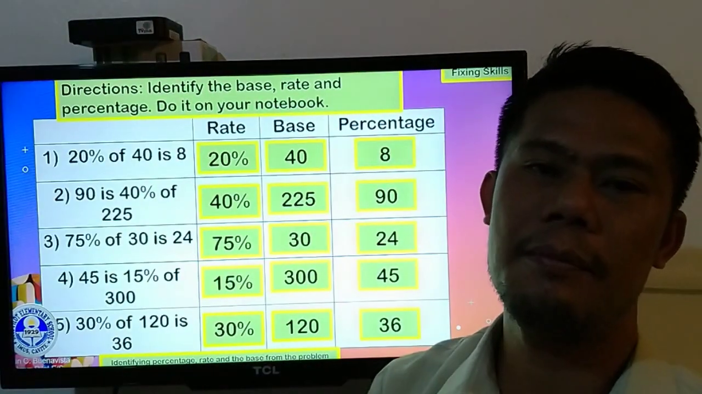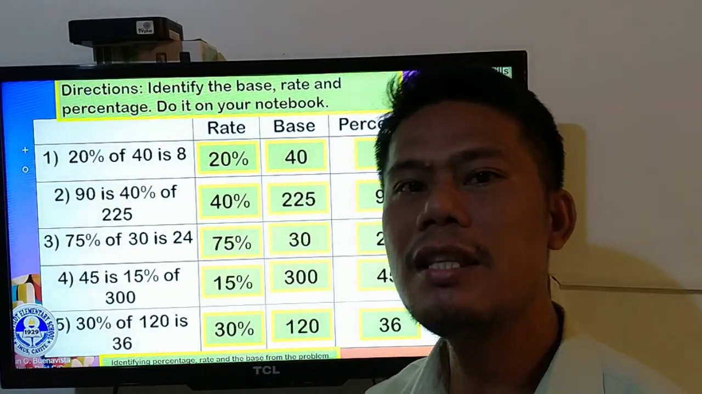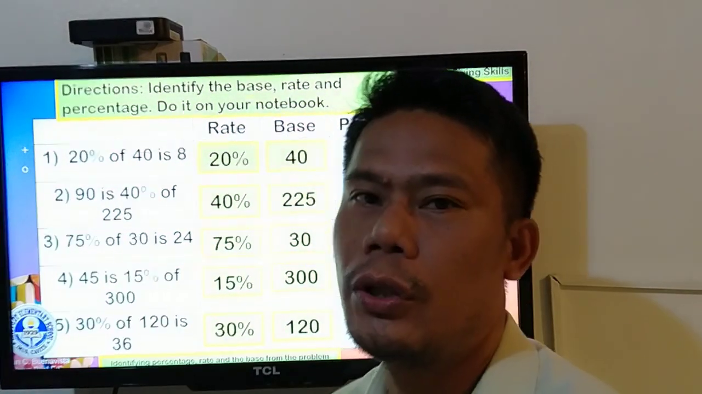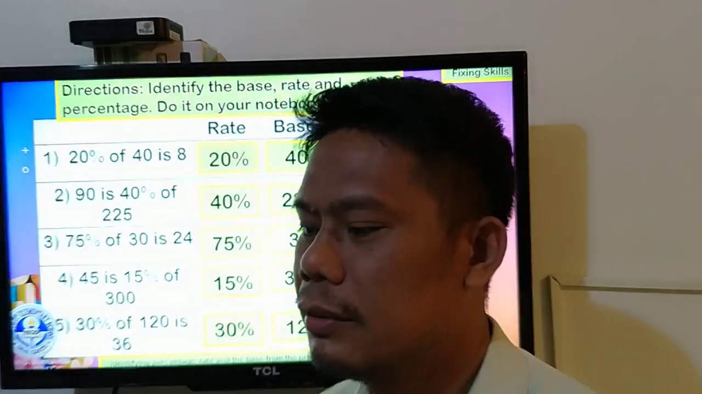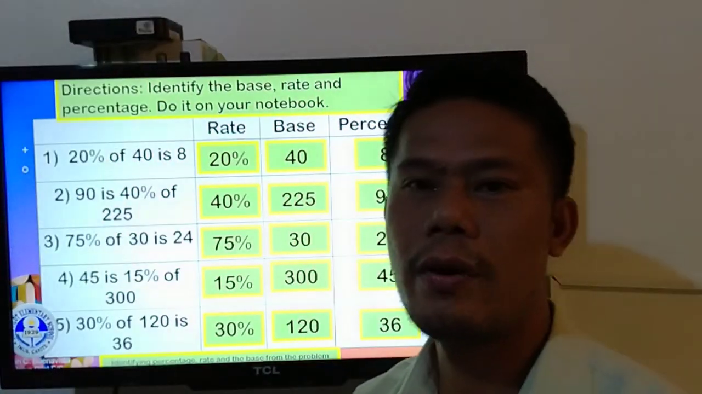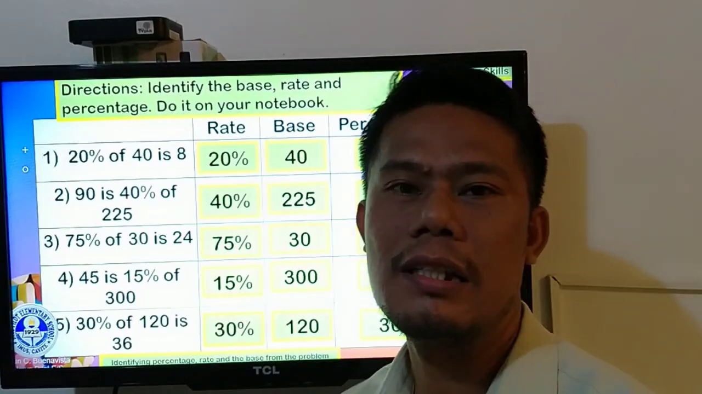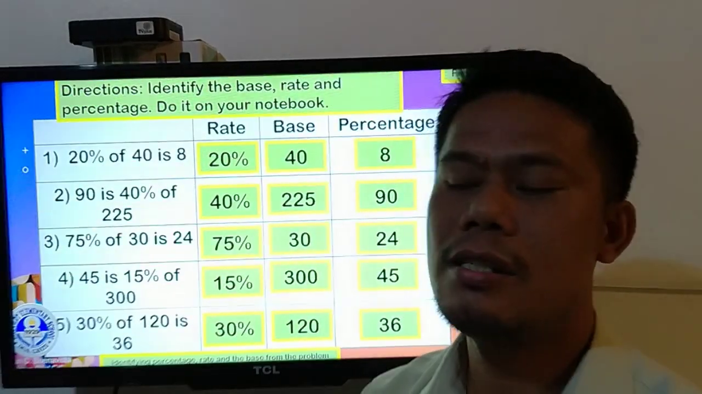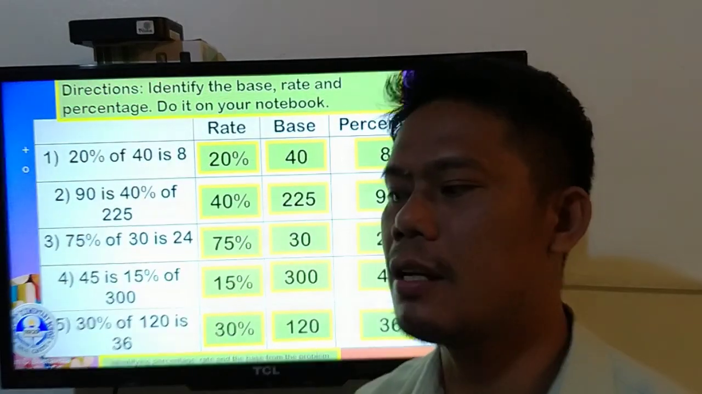So all in all, you have 15 items. You got 15. You can post your score in the Google Classroom. Okay, any question? Clarification, you can chat in our GC if you have a question before you answer the assessment test.